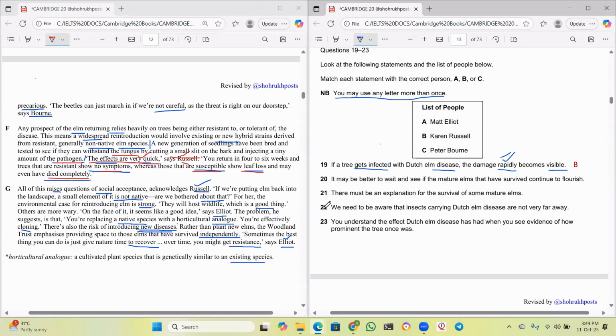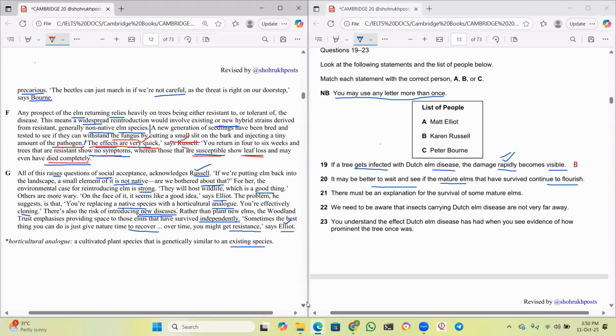Now, next question. It may be better to wait and see if the mature elms that have survived continue to flourish. I think this also we have read very recently. Where did we read it? Any guesses, guys? Which paragraph did we read this in? Maybe better to wait and see. I think in the last paragraph, last sentence, right? You see this: sometimes the best thing you can do is to give nature time to recover. Give it time. Over time, you might get resistance. That's what Eliot says.